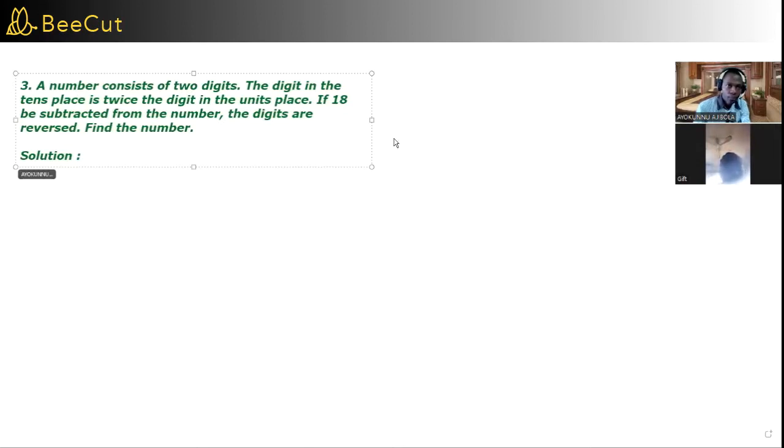A number consists of two digits. The digit in the tens place is twice the digit in the units place. If 18 is subtracted from the number, the digits are reversed. Find the number. Okay, do you have any idea of what it is talking about here?